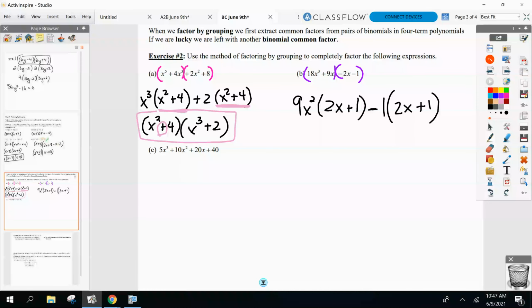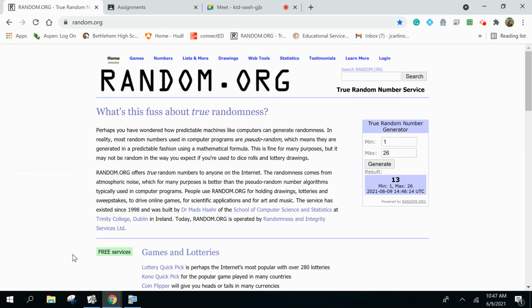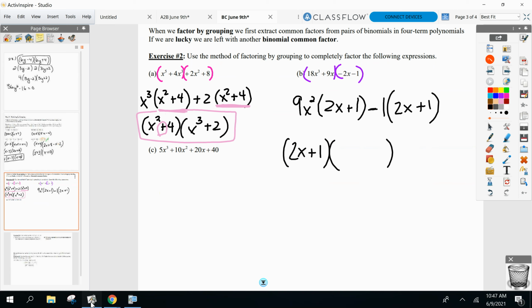No. Nope. All right. We see a 2x plus 1 in common. And then what's left over? Take out the 2x plus 1. What's left over? St. John, what's left over? 2x plus 1 times 9x squared minus 1. Good job.